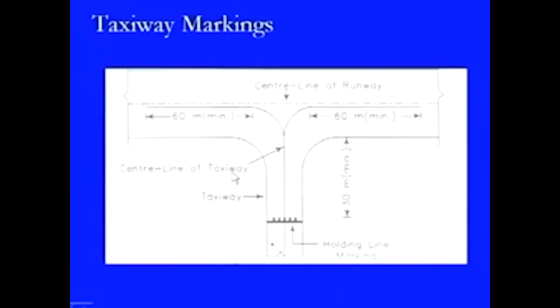This is another diagram which tries to provide the connectivity between the runway strip and this exit taxiway which is perpendicular to the runway strip. Here the center line of this taxiway is going, and it extends again for a 60 meter minimum distance on this side as well as 60 meter minimum distance on this side, and remains parallel to the center line of the runway strip.